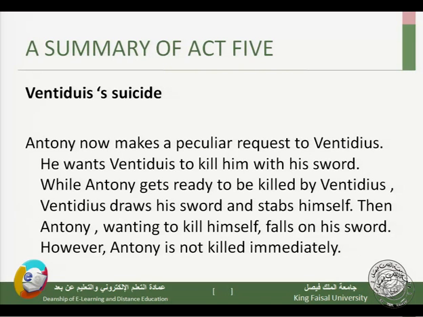So he could not bear that moment, seeing his close and intimate friend dying in front of his eyes, so he decides to die before him. So look to what extent he loves him. While Antony gets ready to be killed by Ventidius, Ventidius draws his sword and stabs himself. Then Antony, wanting to kill himself, falls on his sword.